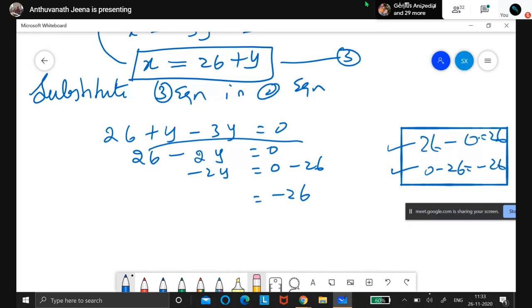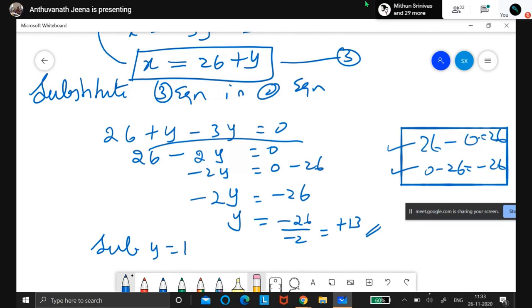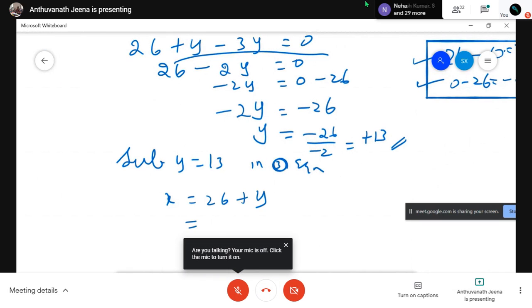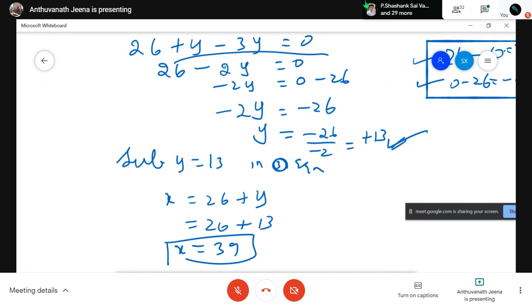0 minus 26 is minus 26. So minus 2y is minus 26. So what is y? 13, ma'am. y is equal to 13. Now substitute y equal to 13 in the third equation. x is equal to 26 plus y, which is 26 plus 13, so 39. Now let me check. I have a doubt whether I am going on the right path or the wrong path.